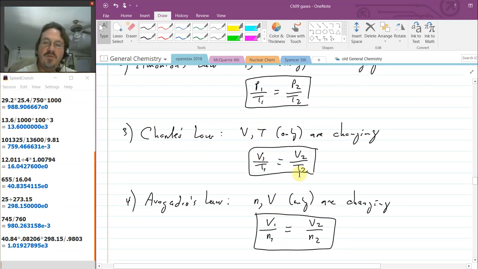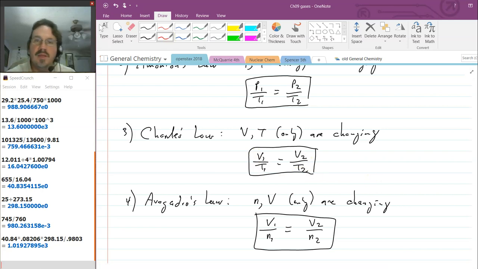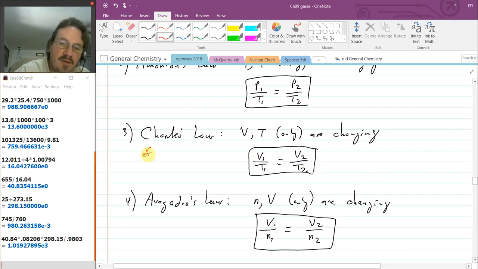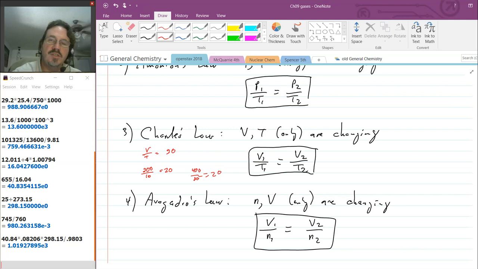V1 over T1 equals V2 over T2. And in both of these cases, they're going to be directly related. They're proportional to each other. So if V over T has to equal some constant, let's go with 20, let's say. Maybe it's 200 volume and 10 on the bottom, that equals 20. If I increase the volume to, say, 400, then I'm also going to have to increase the temperature to 20 for them to still divide and give me 20 as the answer. As volume goes up, so does the temperature.